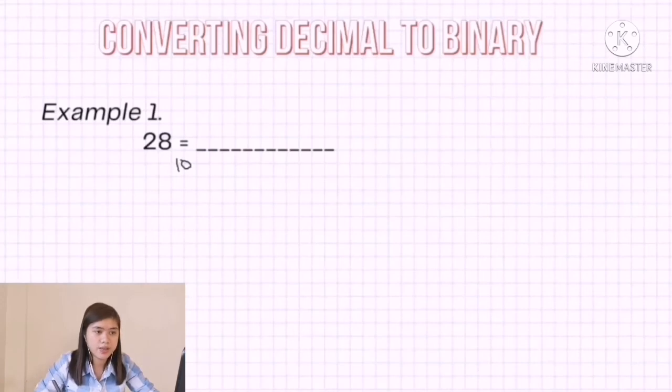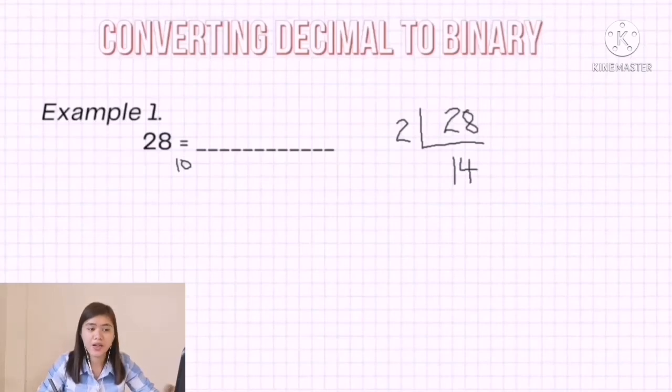So let us get the binary equivalent of this decimal number 28. We're going to divide this 28 by 2. Okay, what's the answer? Very good, 14. Is there any remainder? Okay, since there's no remainder, what are we going to write here?